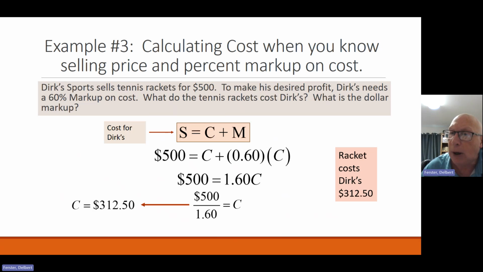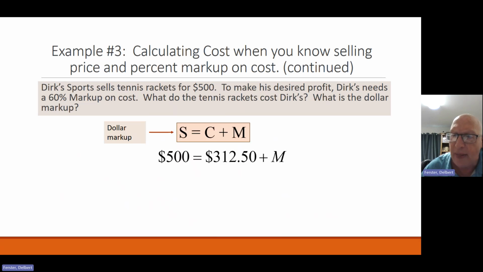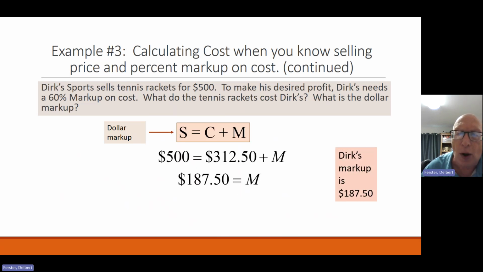To find dollar markup, again, I think it's pretty intuitive. It's the difference between cost and selling price. In formula form, there's your formula, there are the values. I'll let you walk through it, and you realize that in this particular example, the markup is $187.50. And that wraps video 1 from Unit 4.